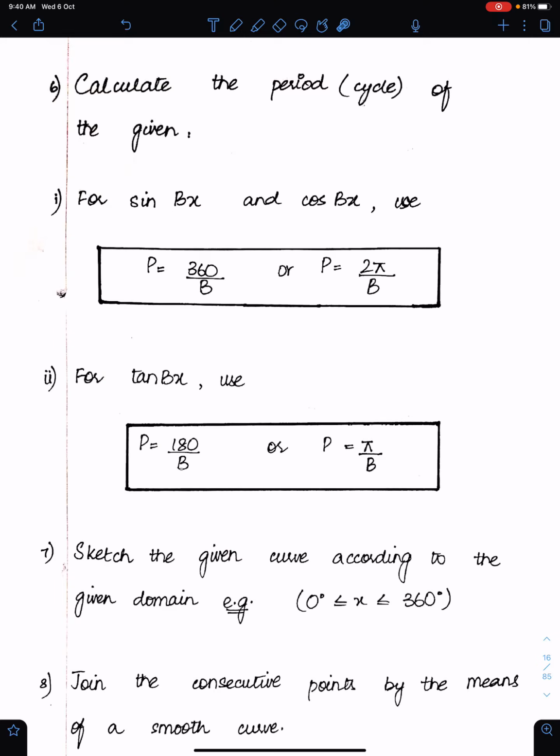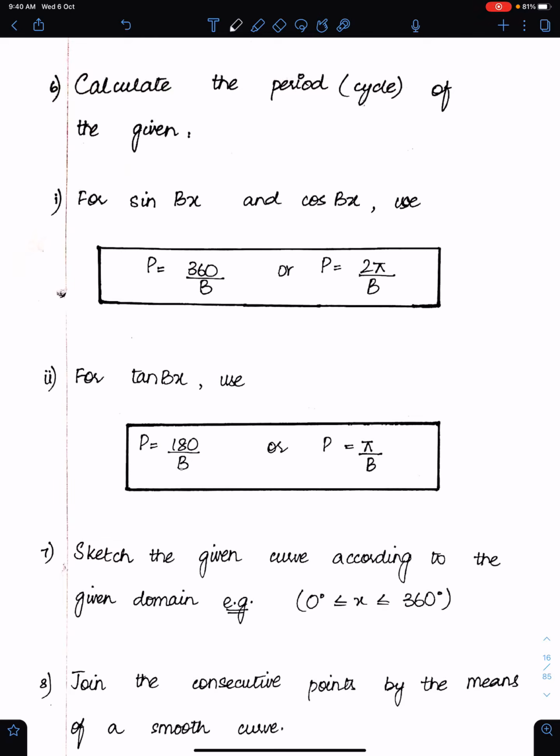Number 6, calculate the period. Period means cycle of the given function. For example, if we have sine bx or cos bx, then we can calculate the period of this function with the help of this formula. This formula is common for both sine and cos: 360 upon b in degrees and 2 pi upon b in radians. For tan bx, the formula is 180 upon b. In radians, it's pi upon b.